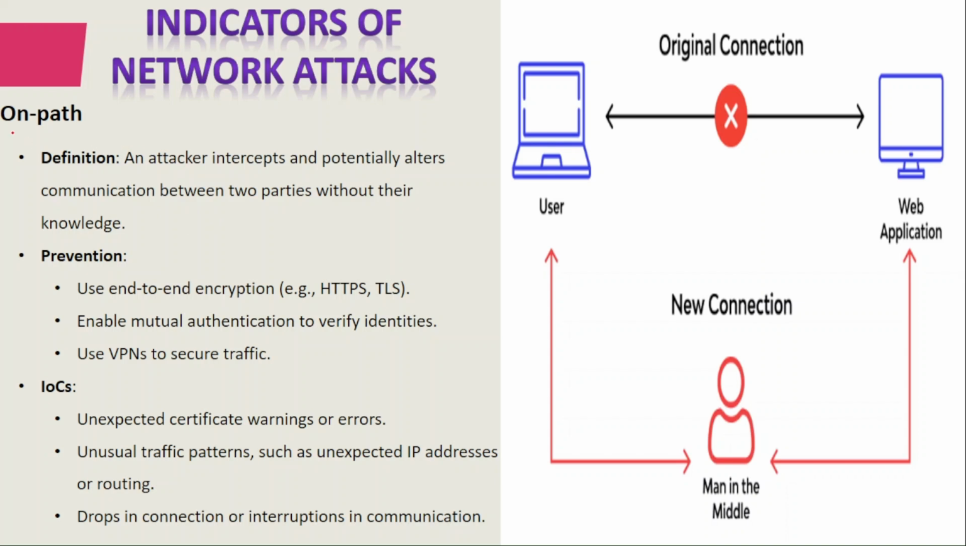Another network attack is the on-path attack, which is when an attacker intercepts and potentially alters communication between two parties without their knowledge, such as this one. Prevention include using end-to-end encryption such as HTTPS, TLS, or VPN, enabling mutual authentication to verify identities, and using VPNs to secure traffic. Indicators of compromise includes unexpected certificate warnings or errors, unusual traffic patterns such as unexpected IP addresses or routing, and drops in connection or interruptions in communication.